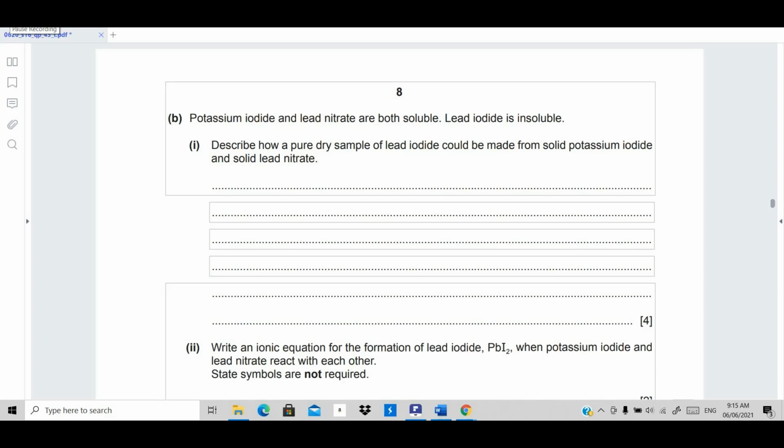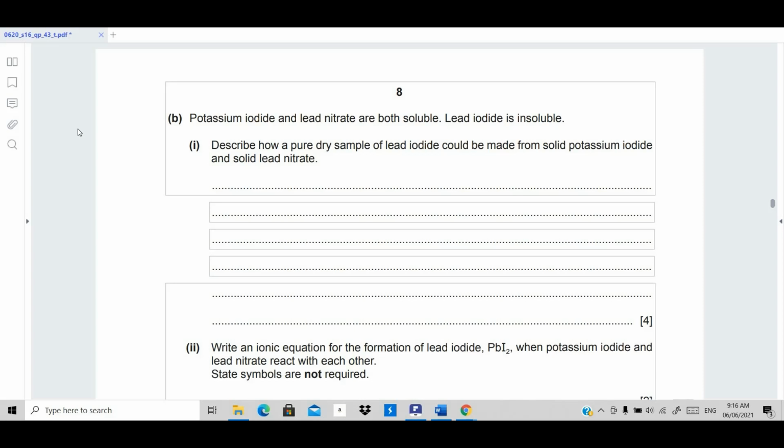So the part B question. Before writing the answer for this question, I need to show you a similar experiment, and you need to be thorough with the experiment. The preparation of salts. You need to be familiar with how we make an insoluble salt from soluble salts, and how we make a soluble salt from insoluble salts.